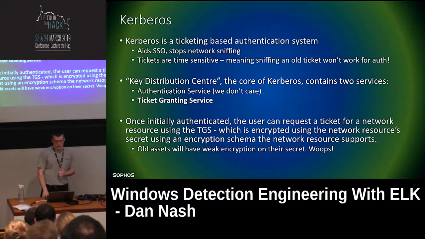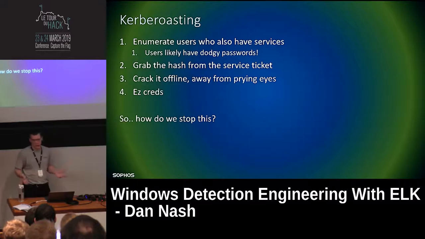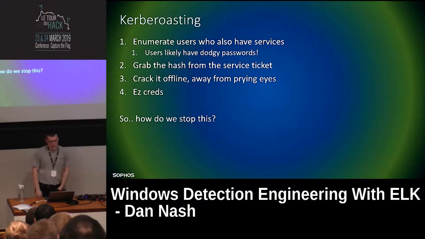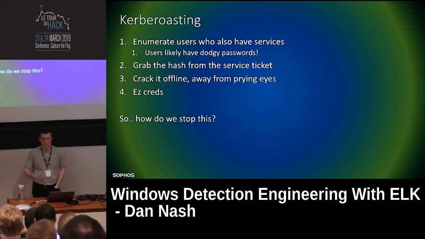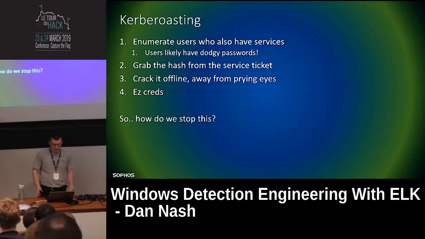So although it is only credential access, this is a very real issue, and it is something that we need to manage on a detection level as well. Essentially, how an attack would work is we enumerate users who have services, and we can do that with the SPN, with basic PowerShell. We can grab the hash from the service ticket when we request it using certain tools or Mimikatz or whatever. Then we can crack it offline. Obviously the AD is not going to hear about it if we crack it offline, because we can do that anywhere. And then voila, we've got credentials, provided the password is weak enough.